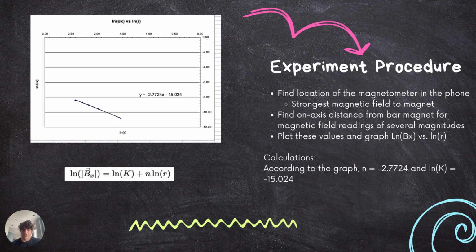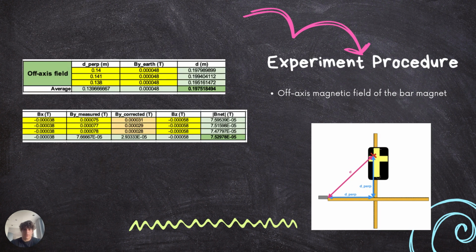The value of n is the slope of the graph, negative 2.7724. The value of the natural log of the k constant is the y-intercept of the graph, negative 15.024. We then also took measurements for the off-axis magnetic field of the bar magnet. The results are shown below.